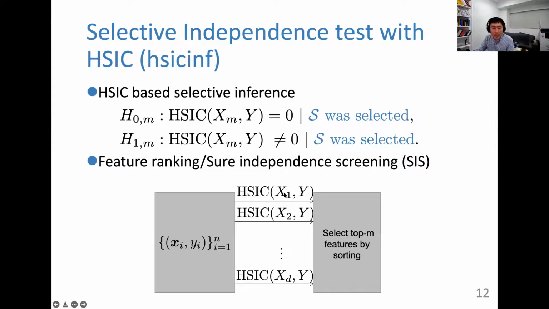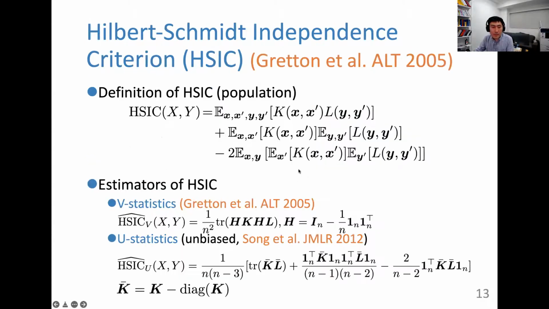So here I'll use the Hilbert-Schmidt Independence Criterion. Many of you know about HSIC, but I'll just introduce the definition. The definition of HSIC is given by this. This is the population version, but it involves an expectation, so we need to approximate it based on samples. There are several HSIC estimators.